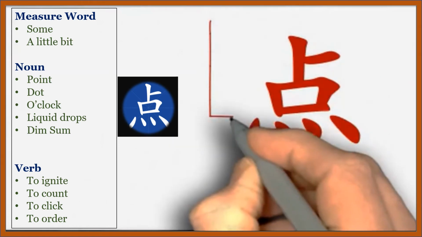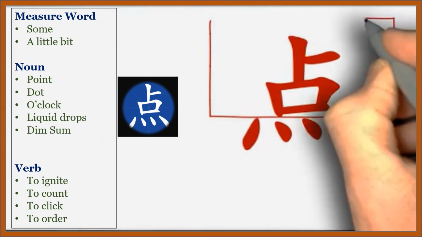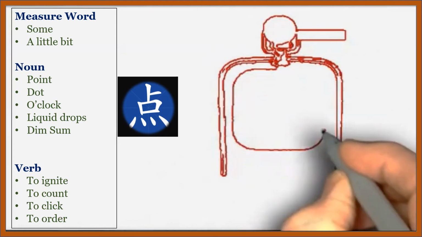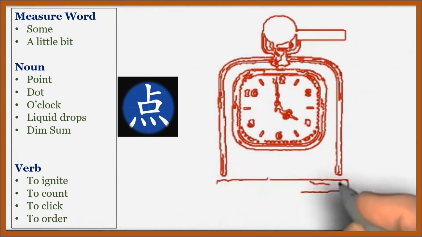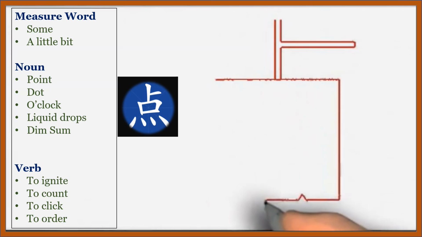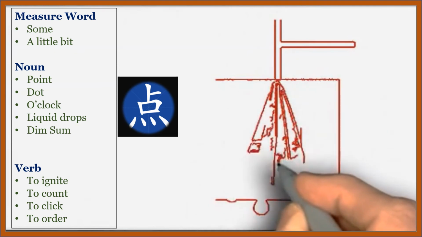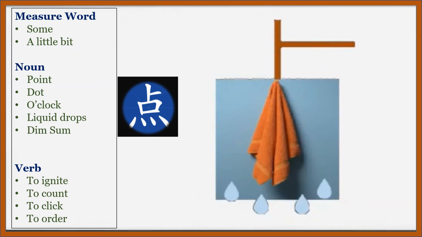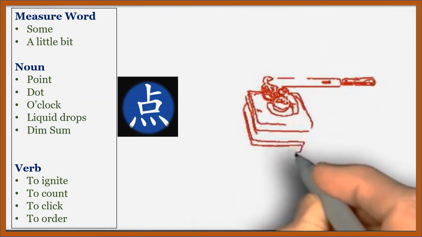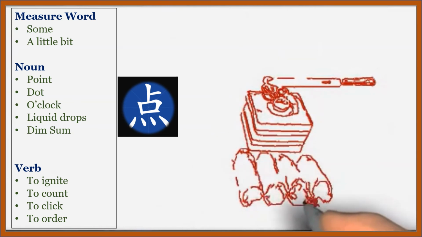Firstly, if we cover the top part of this character, there are 4 dots left under. The 4 dots means a point or dot. A clock. The little square in the middle is actually an alarm clock. Liquid drops. The little square in the middle is actually a piece of a square towel with water drops. Dim sum. The little square in the middle is actually a piece of cake with 4 pieces of spring rolls under.